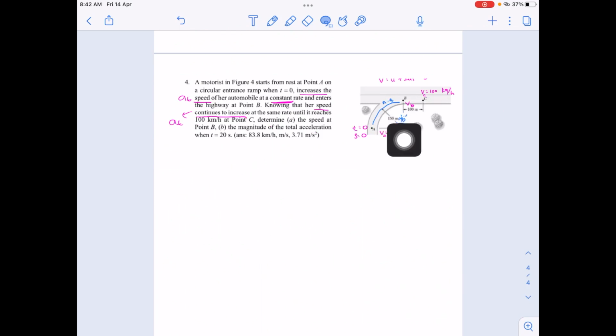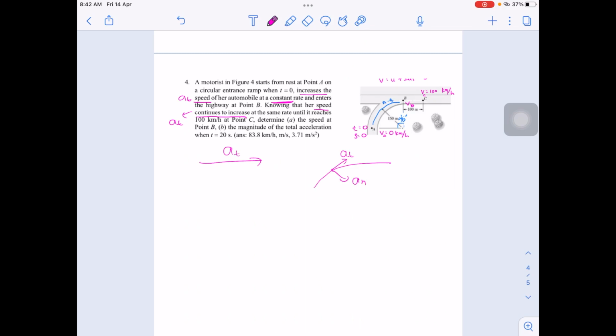But if the car or motorcycle is in BC, there's no AN, because on a straight line you only have tangent. If it is a curve, you have both: A tangent and A normal. But for this problem, we don't know at T equals 20 where the motorcycle is, either at AB or at BC. So we need to check first the location of our motorcycle.